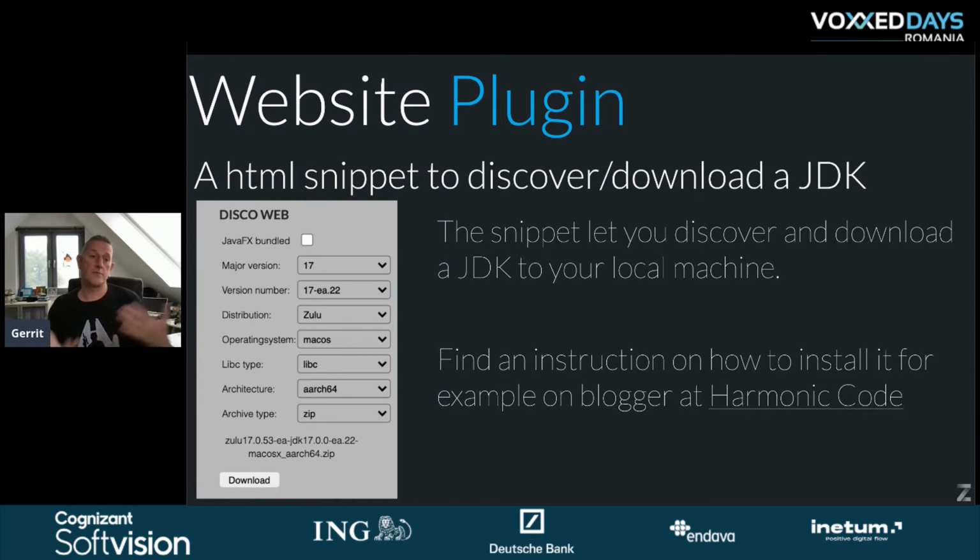For example, if you work at a university and you would like to offer the students an easy way to download the JDK, you can just put that on your university website in some place, and then you can download it from there directly.